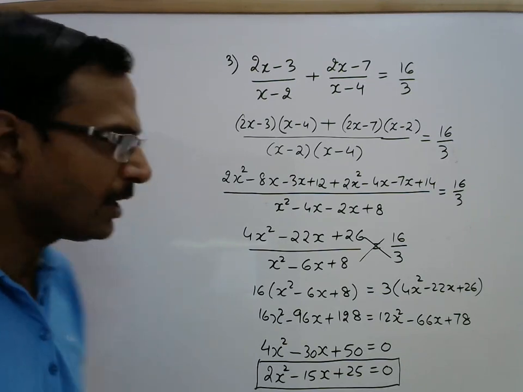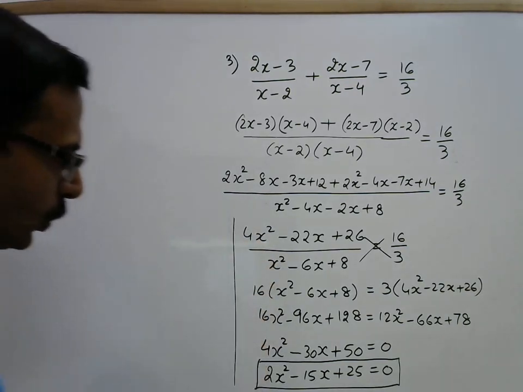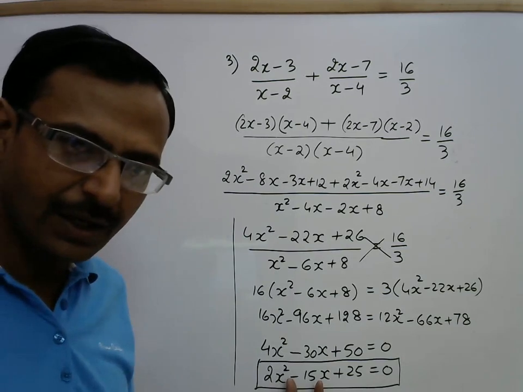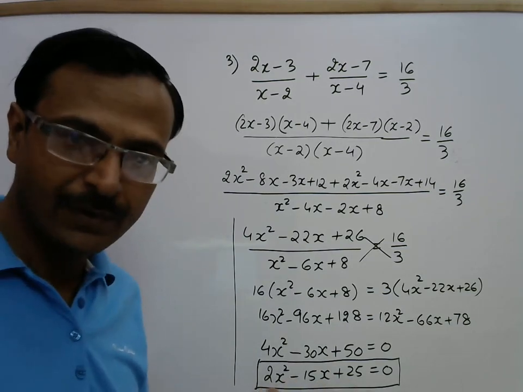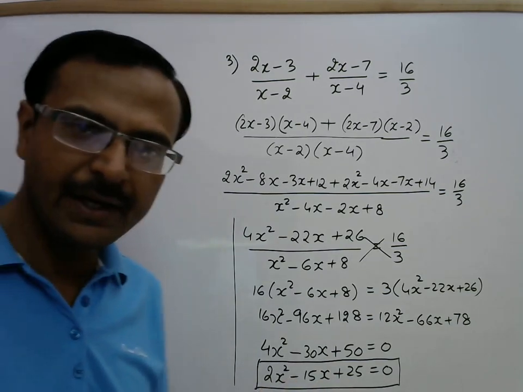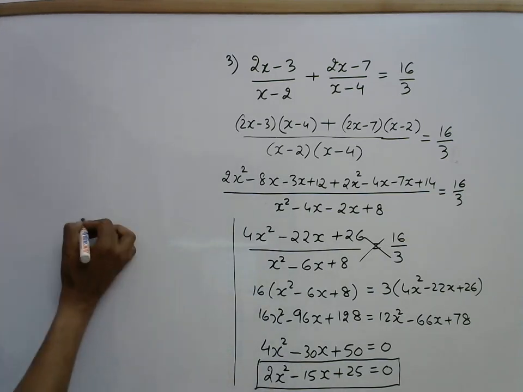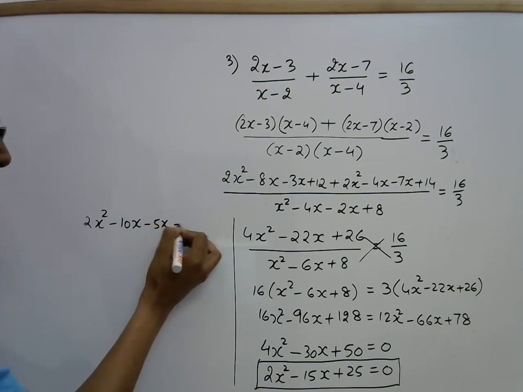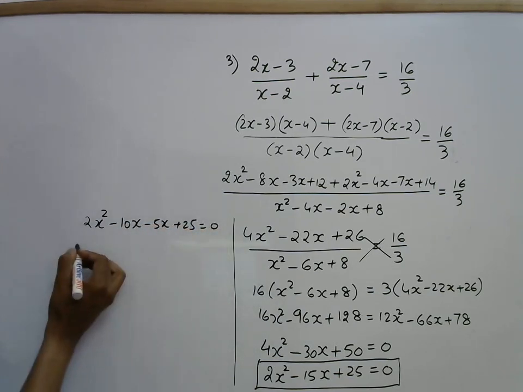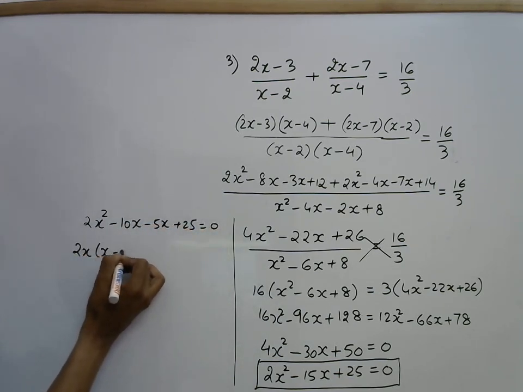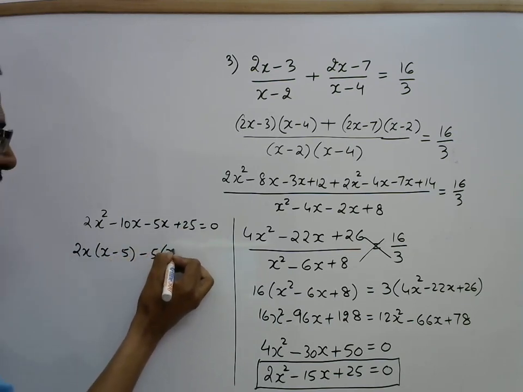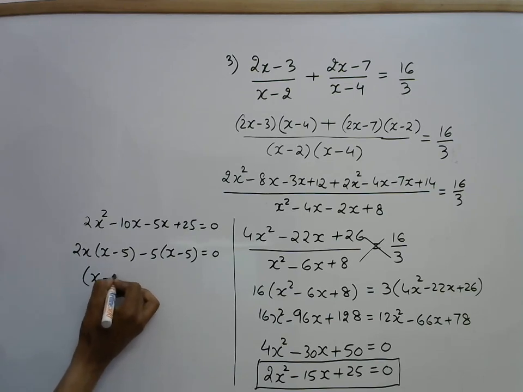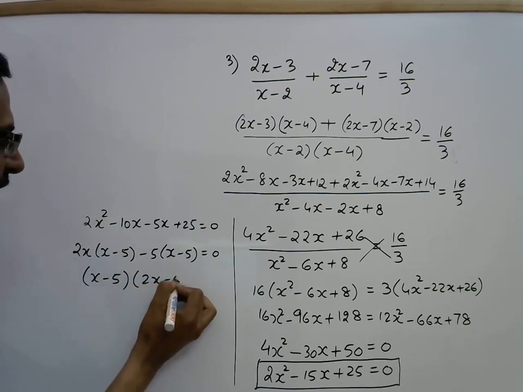Now try to split the middle term. Now 2x square. See, we need two factors whose sum is minus 15 and product is 50. Very simple. 10 and 5. So split the middle term. 2x square minus 10x minus 5x plus 25 equal to 0. Take common. 2x into x minus 5, minus 5 into x minus 5 equal to 0. So you have the two factors x minus 5 and 2x minus 5.